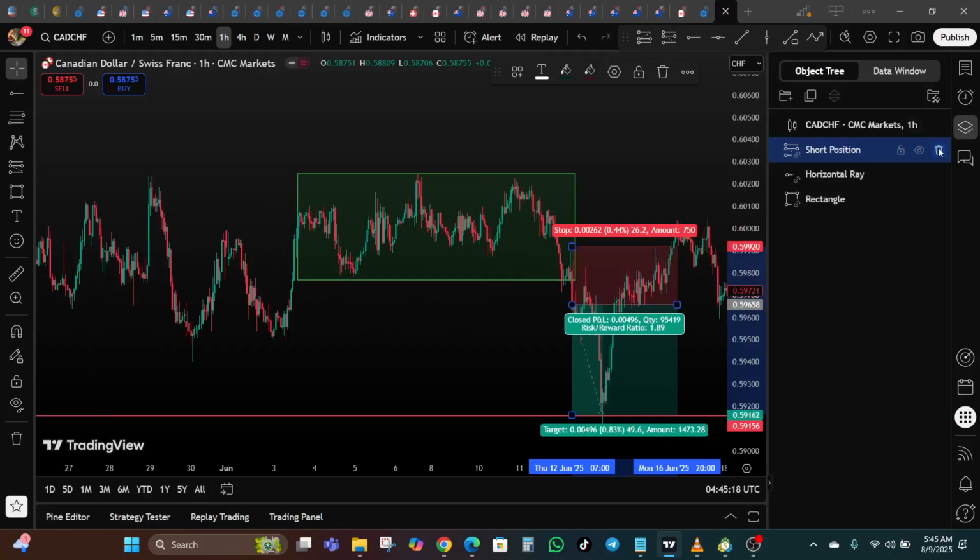Now the next strategy that we are going to be looking at is the range trading. We have the range trading. This strategy thrives in a sideways market. So basically, when you have a sideways market, that's when you're going to benefit from range trading. I'm going to mark out this range.